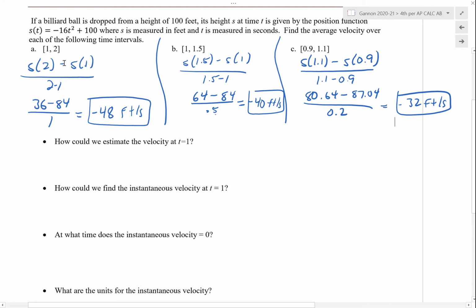So you can kind of pay attention up here. We went from 1 to 2, we went from 1 to 1.5, and we went from 0.9 to 1.1. C would definitely give us the best estimate because we're taking points on either side of 1 closest to 1. But basically, what we can do to estimate slope is use the slope of the secant line using values close to 1. Now we don't want to use 1 typically, we want to be on either side of 1.